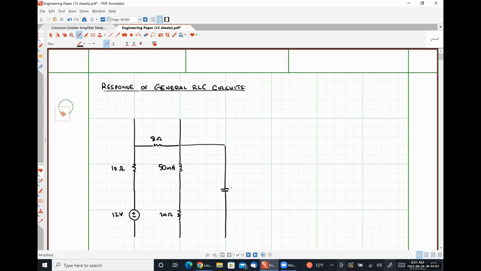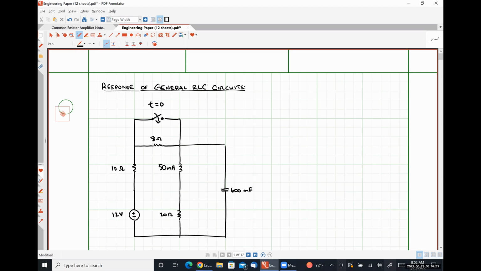and a 600 millifarad capacitor here. And lastly, up here at the top, we're just going to have a switch. And for this particular example, our switch is going to be closing at t equals 0.